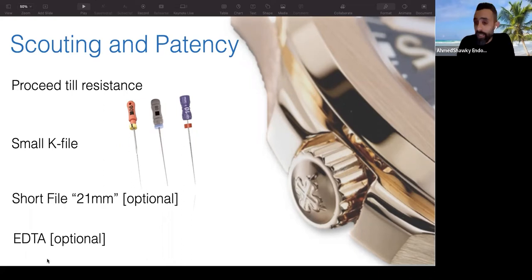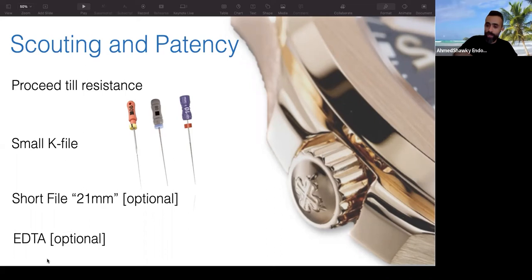And EDTA gel. Here is a controversial issue about EDTA. I use it only, strictly only, in the step of scouting and patency. And other than this, I don't use it. Why don't I use it in shaping, for example, with a rotary file?